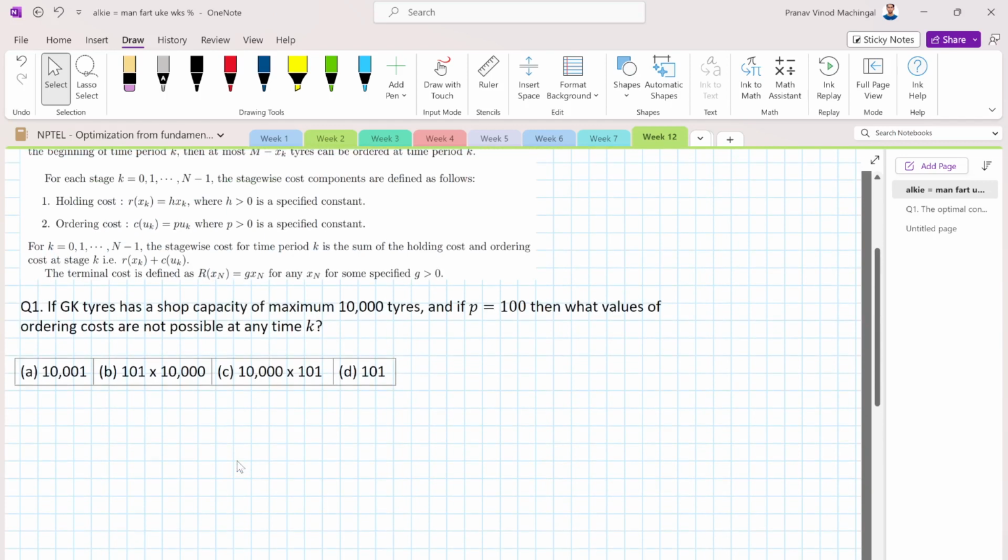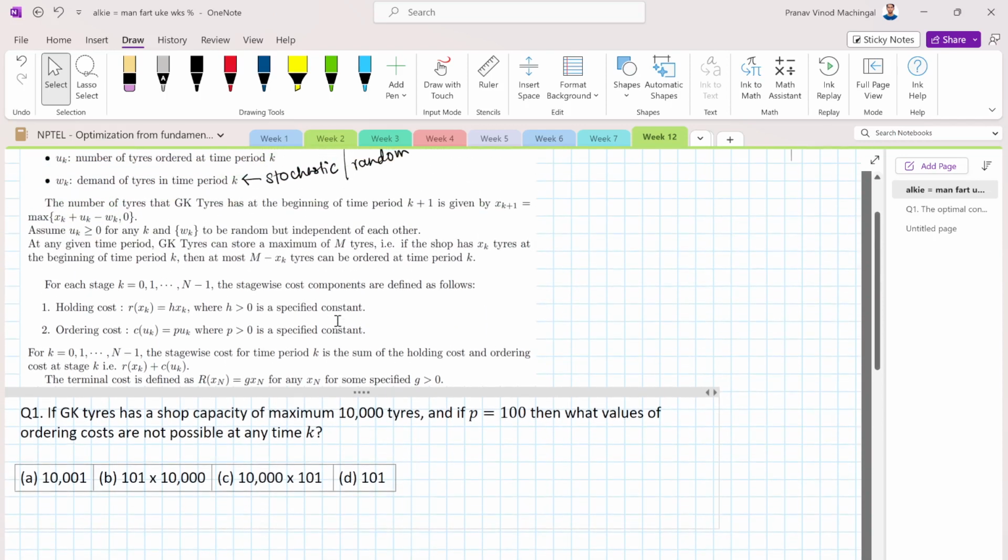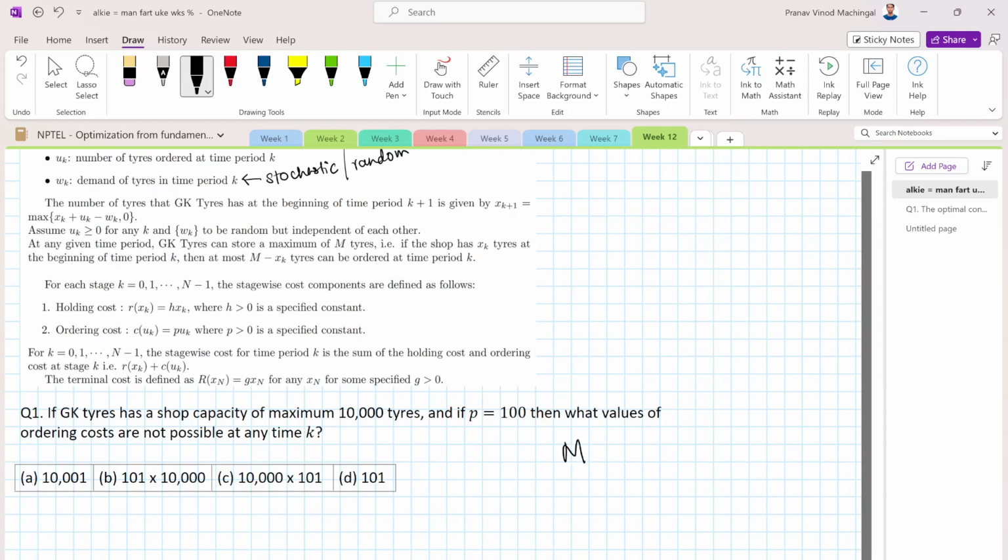So let's look at some questions. This question is asking: if JK Tire has a shop capacity of maximum 10,000 tires, and if p is equal to 100, then what values of ordering costs are not possible at any time k? So shop capacity is 10,000 tires. That means this value M is equal to 10,000. So M equal to 10,000 means at any time your shop can have only 10,000 tires, right?